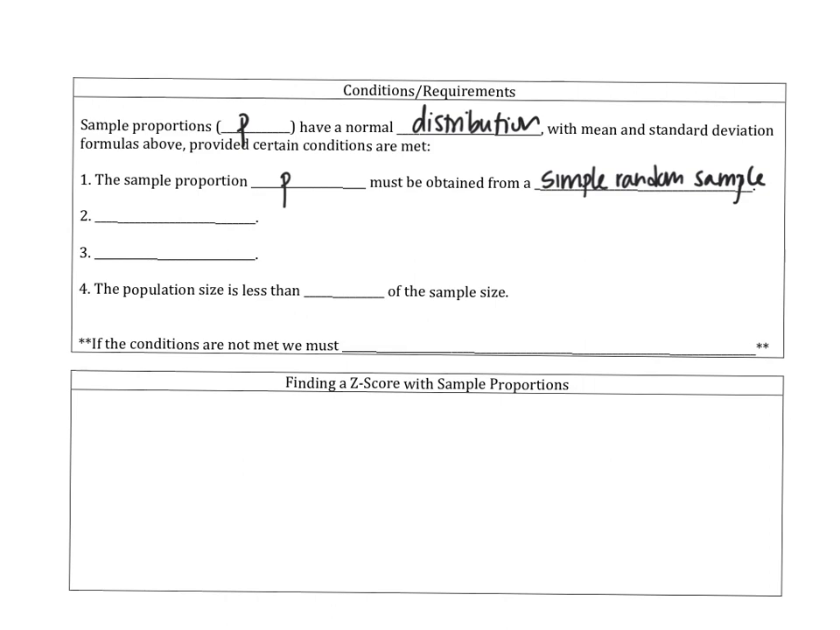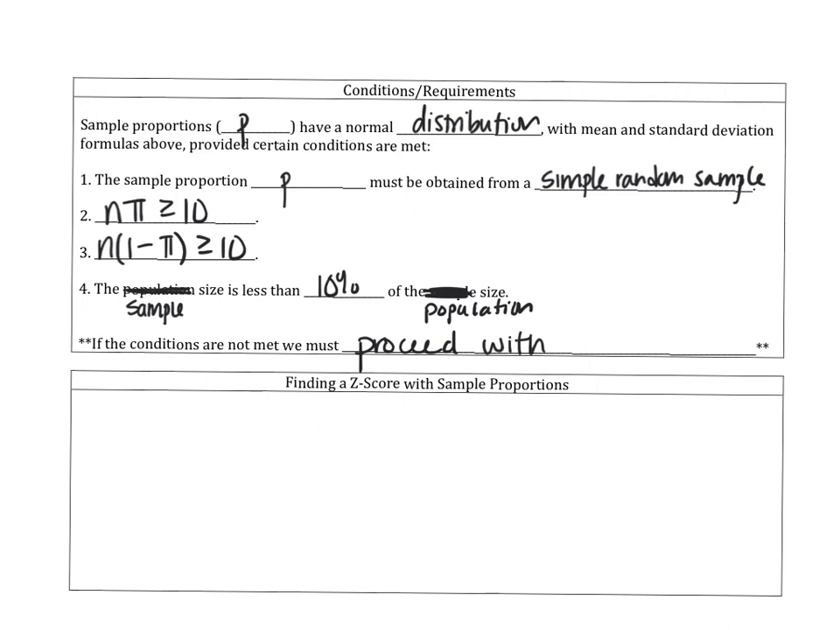Okay. Number 2, these 2 conditions need to be met. N times pi needs to be greater than or equal to 10. And n times 1 minus pi needs to be greater than or equal to 10. Also, the sample size, this is a little typo, the sample size is less than 10% of the population size. If these conditions are not met, then we need to proceed with caution. So we've got up here, n is less than 10% of the population.